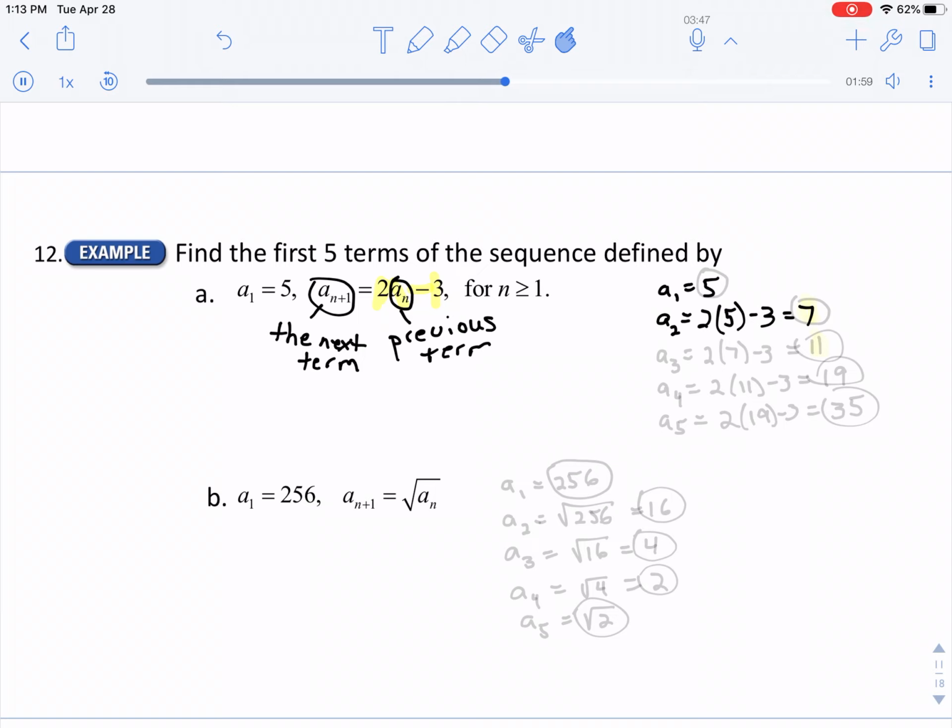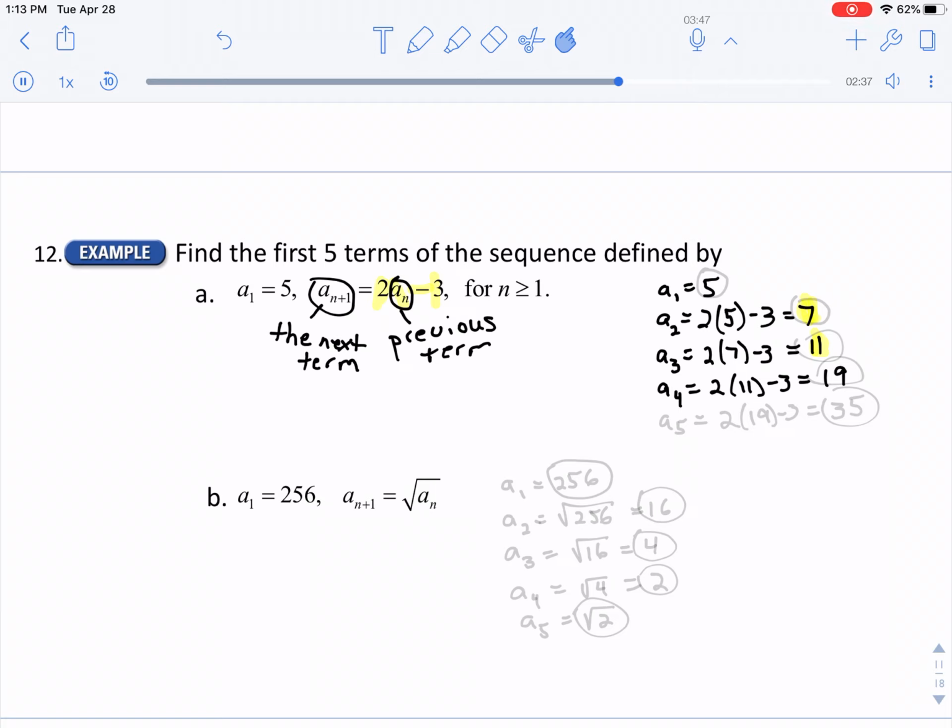All right, let's go to our third term. The third term is, again from the formula, 2 times the previous term. The previous term is no longer 5, it is now this 7. So 2 times 7 minus 3, which is 14 minus 3, which makes it 11. And then the fourth term, a sub 4, is 2 times the previous term, and now the previous term is 11. So 2 times 11 minus 3, that's 22 minus 3, which is 19.